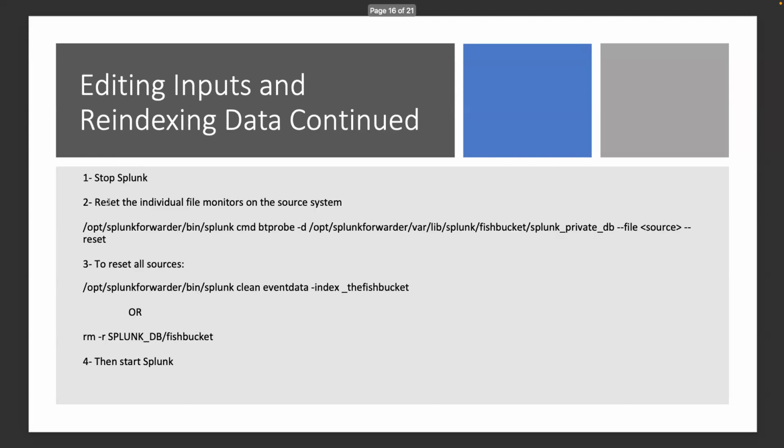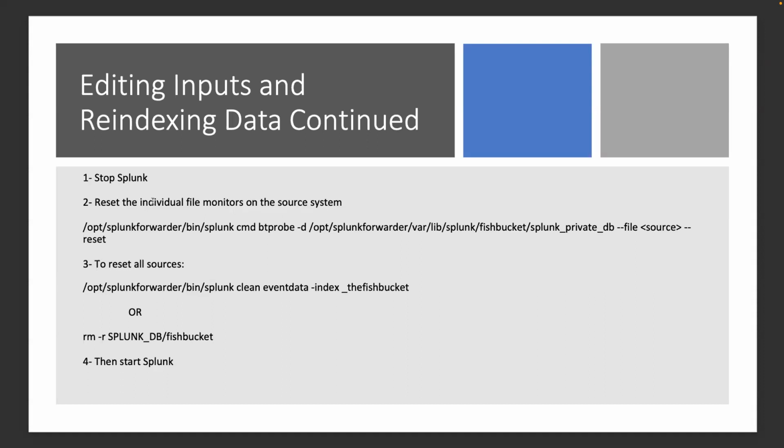So that's what we are saying here. How do you re-index data? Resetting the fish bucket: you have to stop Splunk and reset the individual file. The fish bucket is a whole folder, or an index. Remember, an index is a folder that has information for all the data being collected by that forwarder. So you want to be very, very careful in deleting the fish bucket.